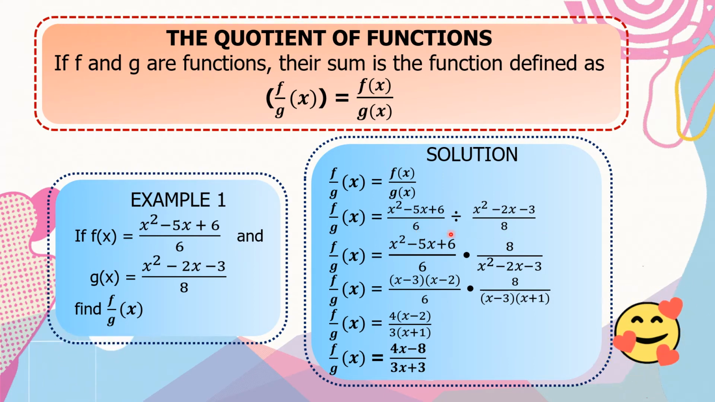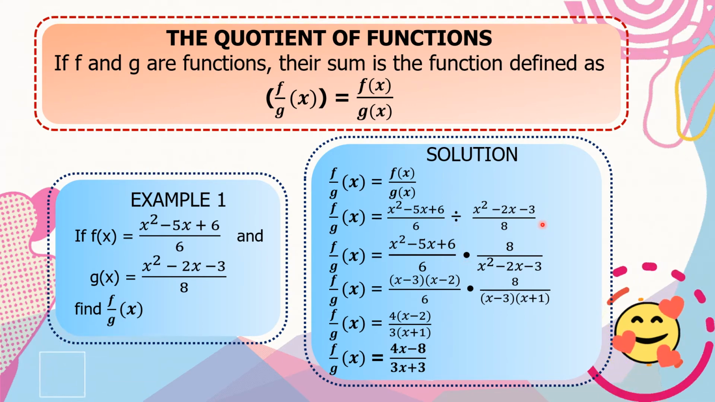So pag nag-divide tayo ng rational, ay kailangan nating kunin ang reciprocal ng ating divisor. And then, proceed tayo sa multiplication. So, mapapansin ninyo, yung divide ay naging times na. So, let's write the dividend, x squared minus 5x plus 6 over 6. Then, yung divide magiging times.